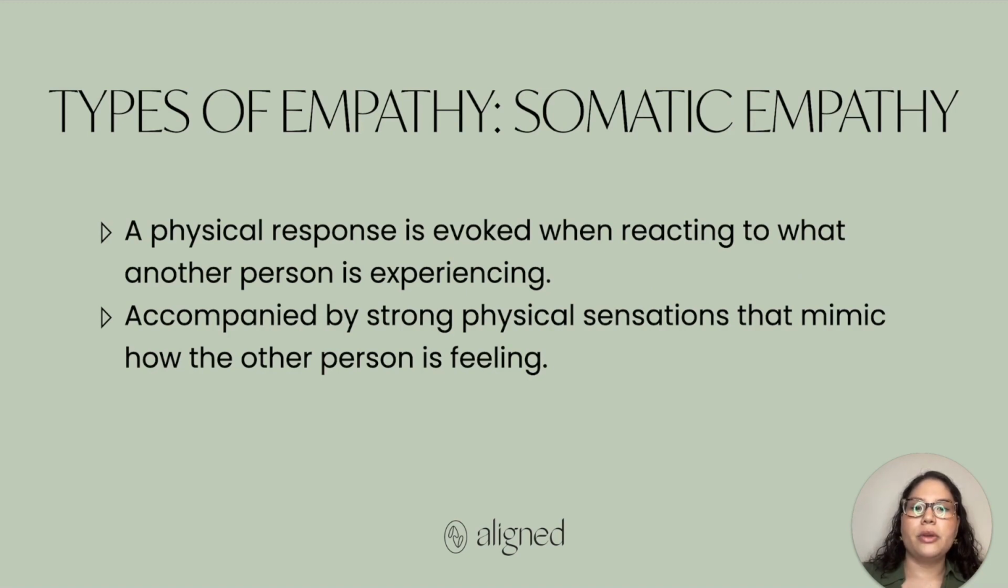The second type of empathy is somatic empathy, which involves a physical response when reacting to what another person is experiencing. So, the main characteristic is that this type of empathy is accompanied by a strong physical sensation or sensations that mimic how the other person is feeling. So, if the other person is feeling anxiety and we have a very strong somatic empathy, we may feel the same physical sensations that accompany the anxiety that the other person is feeling.